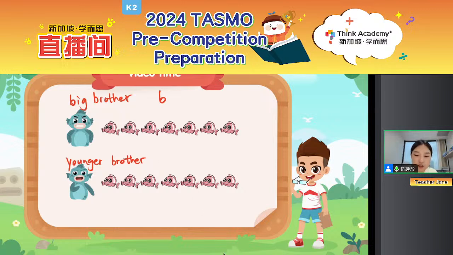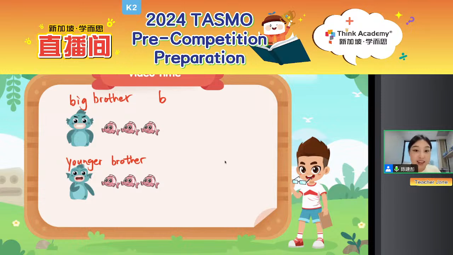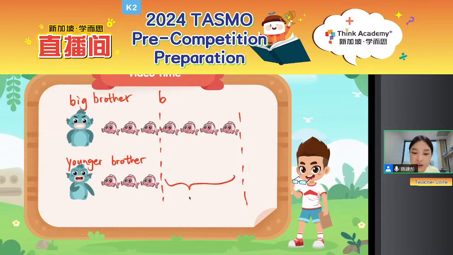So we can just steal some fishes from the big brother. Everyone, let's come back to the previous question. The big brother has 7, the younger brother has 3. And we can steal some fishes from the big brother. So everyone, how many should we take away from the big brother? Yeah, we can take away 4 fishes from the big brother because the big brother has 4 more. So for this question, we only care about the difference between the younger brother and the big brother, right?